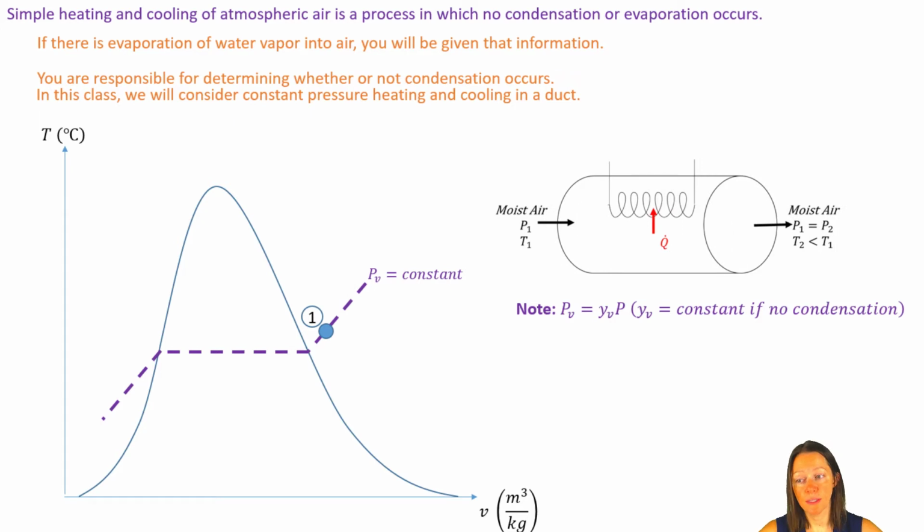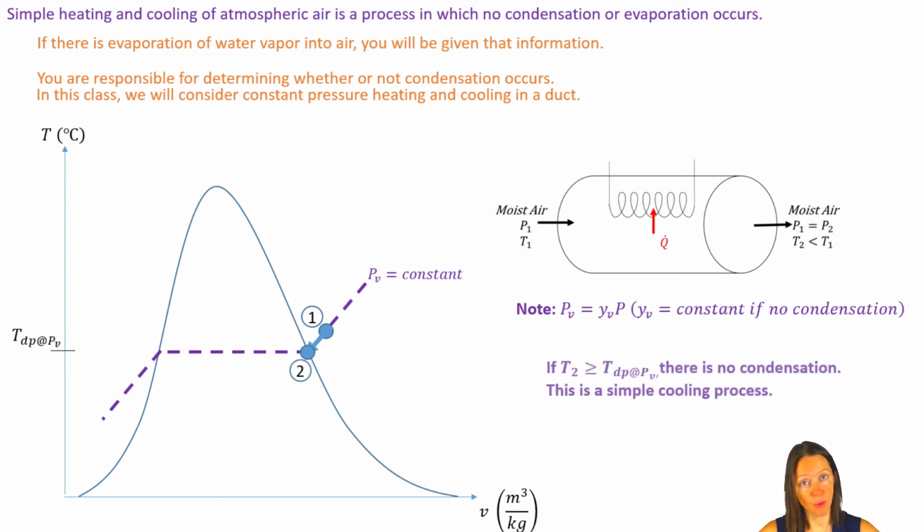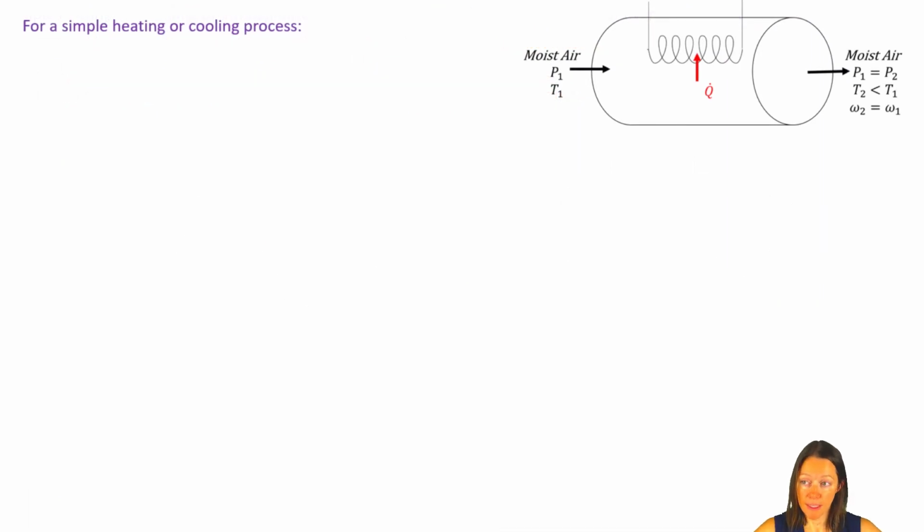Now, cooling is a little bit different. You need to be cognizant of what the dew point temperature is. As long as you cool at or above the dew point temperature, you don't have any condensation. But if you do cool below it, then that's a different story. So let's take the scenario where we don't cool below the dew point temperature. We're at or above it. For a simple heating or cooling process, the specific humidity is going to be constant because the ratio of the two components in that atmospheric air, your water vapor and your dry air, is going to be constant because you don't have any condensation or evaporation of water vapor.